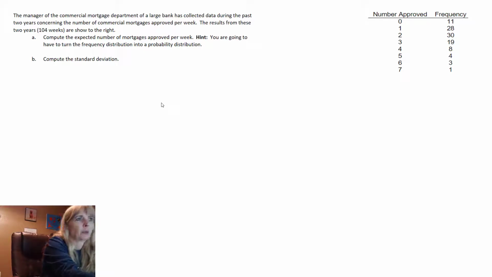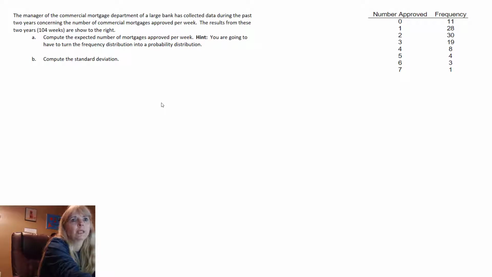The manager of the commercial mortgage department of a large bank has collected data, over here on the right, during the past 2 years concerning the number of commercial mortgages approved per week. The results from these 2 years, 104 weeks, are shown to the right.